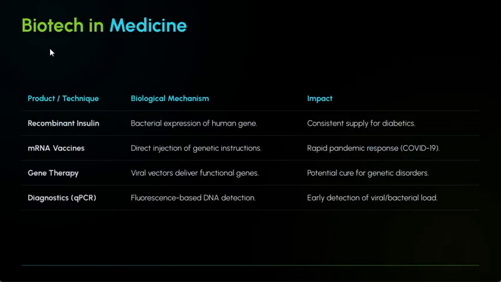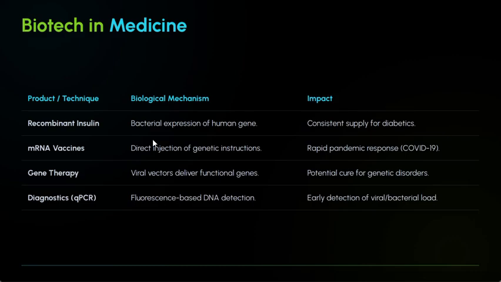Next, we have real world examples with biotech in medicine. So let's say we have recombinant insulin, and this is a bacterial expression of a human gene, and it's a constant supply for diabetics. Some people can't produce enough insulin, or some people don't have a reaction to insulin, and that's basically what diabetes is. We also have mRNA vaccines, which are direct injection of genetic instructions, and this is a rapid pandemic response for COVID-19. So this is all biotech, biomedical stuff.